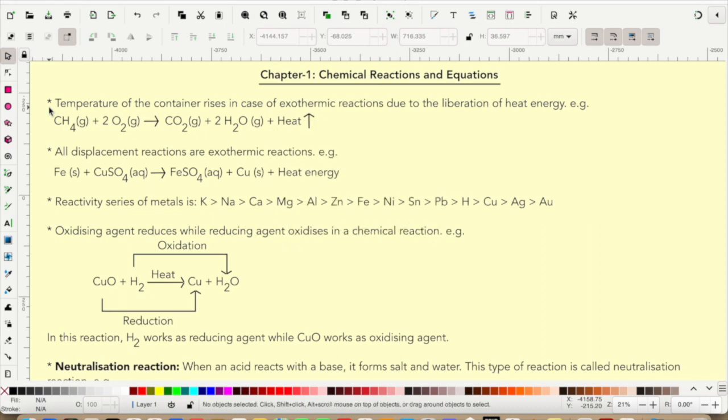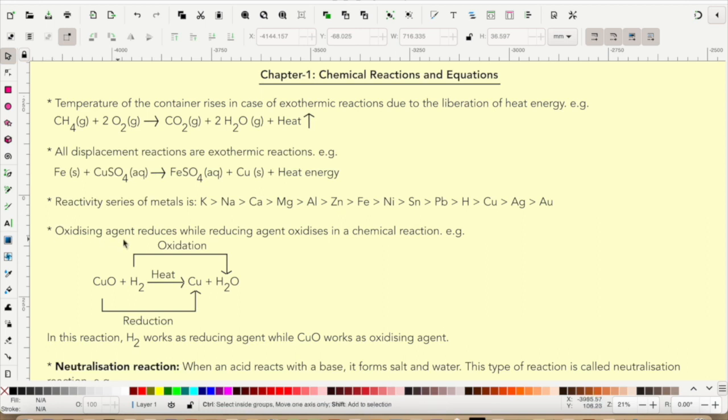Before starting competition level questions, let us see a few more important points. First point is, temperature of the container rises in case of exothermic reactions due to the liberation of heat energy. Second point is, all displacement reactions are exothermic reactions. Third point is, the reactivity series of metals is this. We will see a few questions based on the reactivity series.